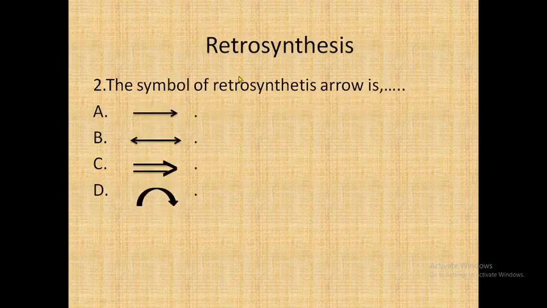The symbol of retrosynthetic arrow or retrosynthesis arrow is, so four options are given here. All of you are predicting which is the correct retrosynthetic arrow. The answer is C. Right. So let's go for the next.